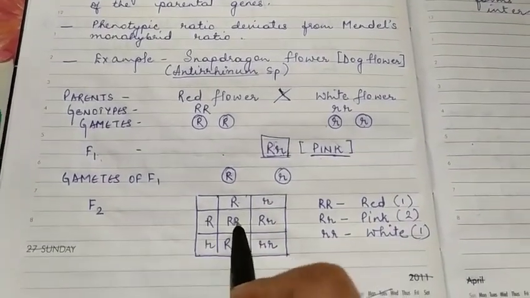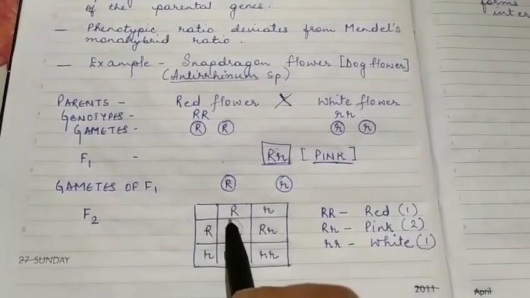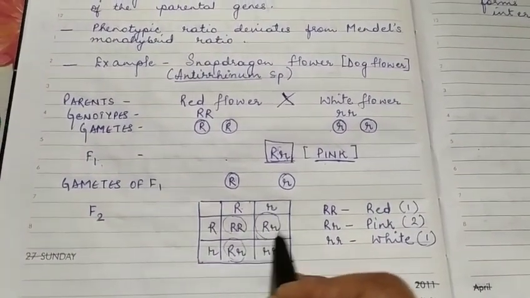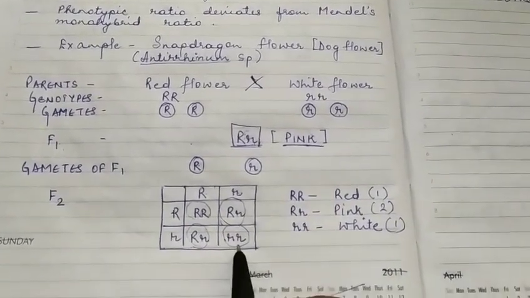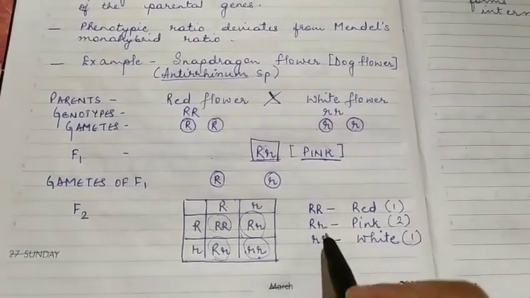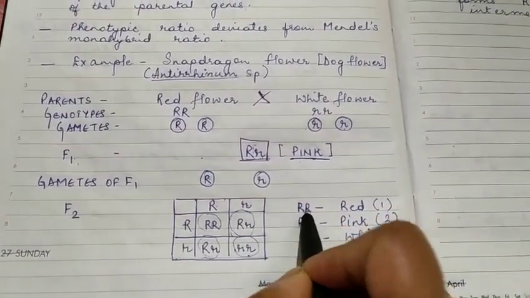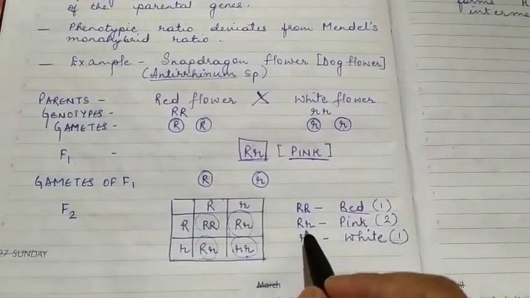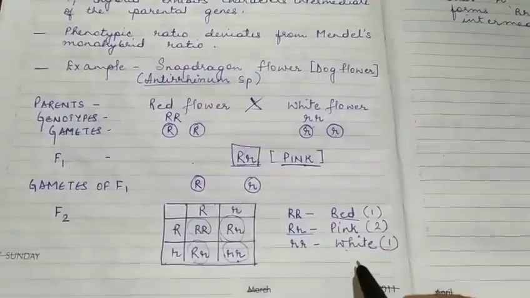Then the offsprings we get, when these two gametes combine, the possibilities are these. Capital R, capital R; capital R, small r; again another heterozygous condition, capital R, small r; and the fourth one is homozygous recessive condition. So now we put the genotypes here: capital R capital R, capital R small r, capital R small r, small r small r. Now already it was seen that RR is red, capital R small r is pink, and small r small r is white. That is already in the parents.